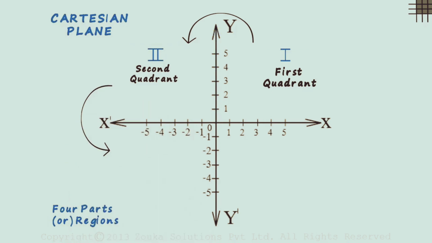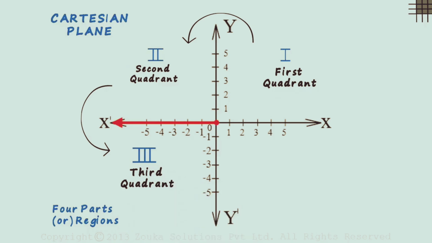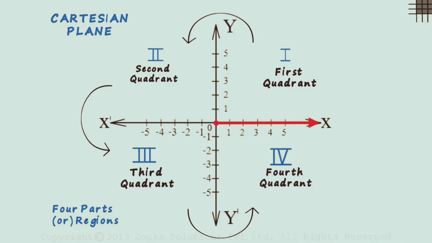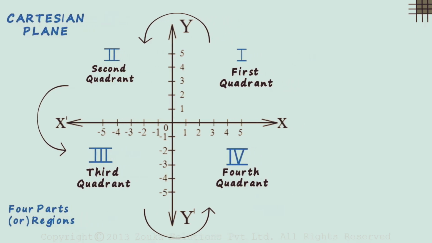Moving in the anti-clockwise direction, this is the third quadrant where the x as well as the y values are negative. This region is the fourth quadrant. The x coordinates are positive and the y coordinates are negative. Does that mean that every point on the plane will lie in any one of the quadrants? Let's mark a few points on the plane and see which quadrants they lie in.